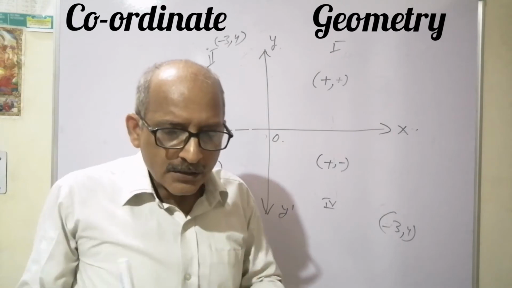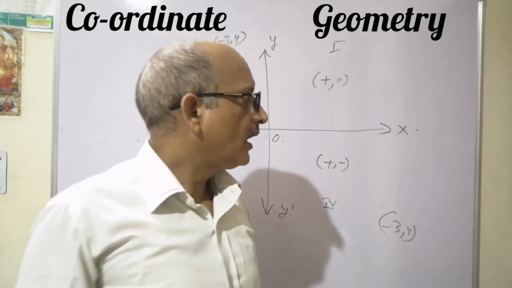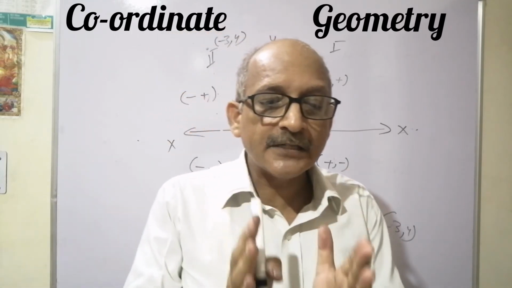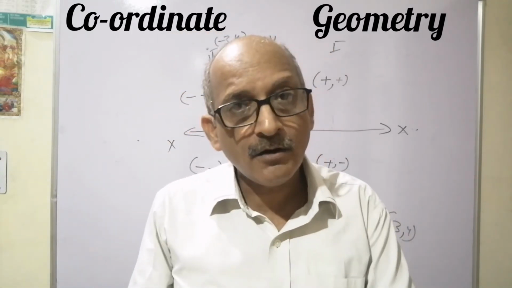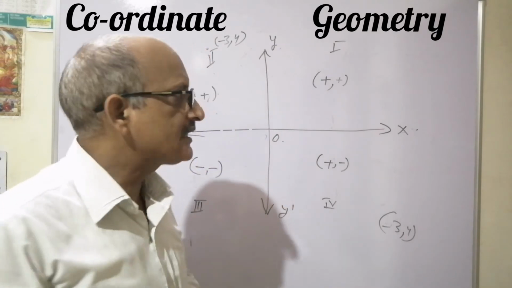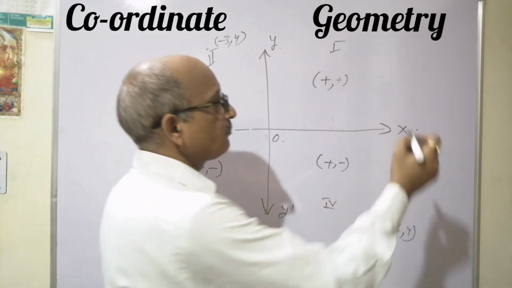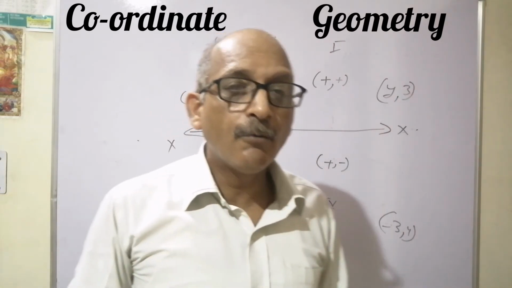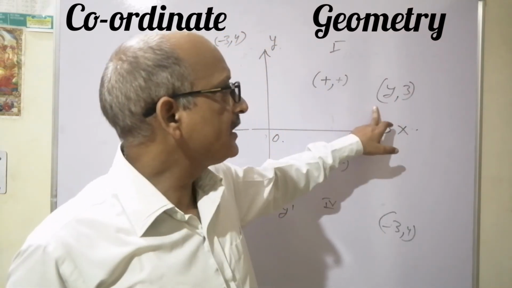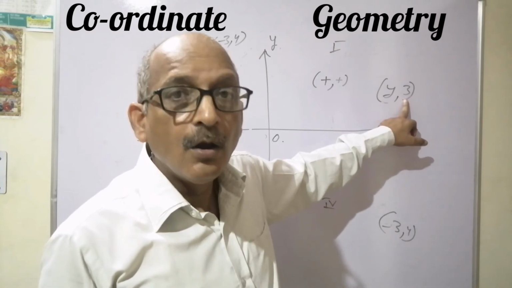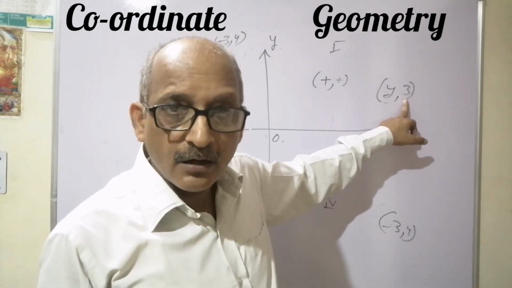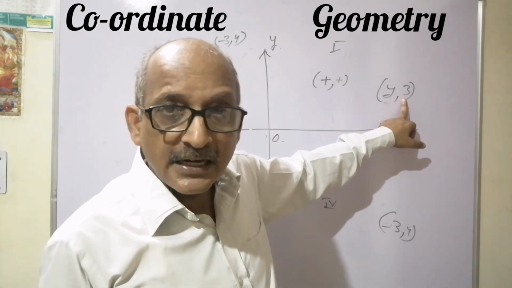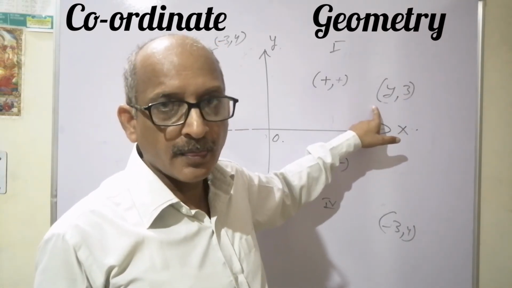What is an ordered pair? I would like to tell you. Actually, an ordered pair is one whose position is fixed. In an ordered pair, we always first write the x value and then the y value. If somebody says the coordinate of a point is (y, 3), and you are asked what is y, don't say y is y. No, y is 3 here. If somebody asks what is the y value in this Cartesian plane, the y value is 3 and the x value is y.